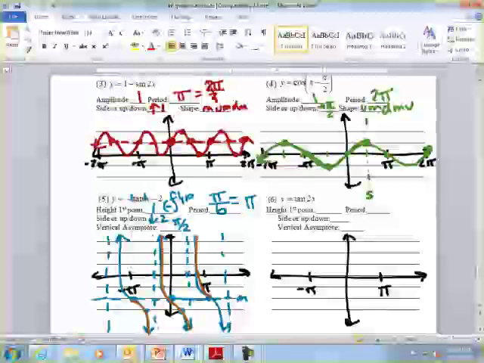For number 6, what is the height? 1. The period. Pi over 2. The b value is 2. Pi over b, so pi over 2. Any shifting? No. Asymptotes. Pi over 4, 1/2 of the period. So in our graph, we need to take the pi's and cut them into 4 pieces. We're going to go 1 pi/4 piece away from the center on each side to make asymptotes.